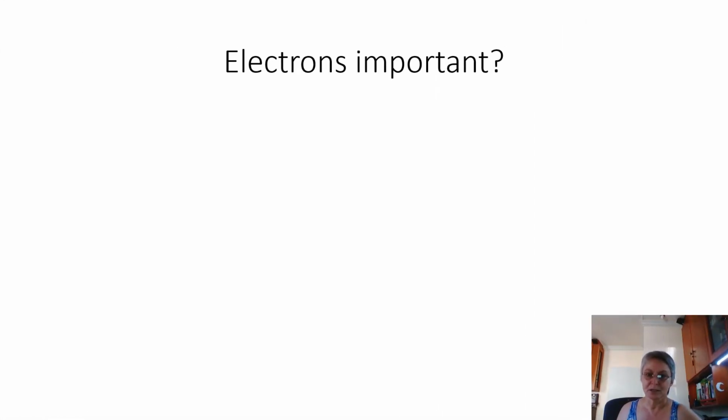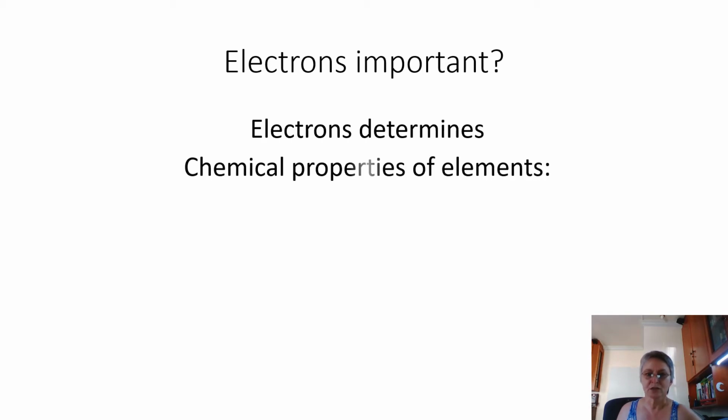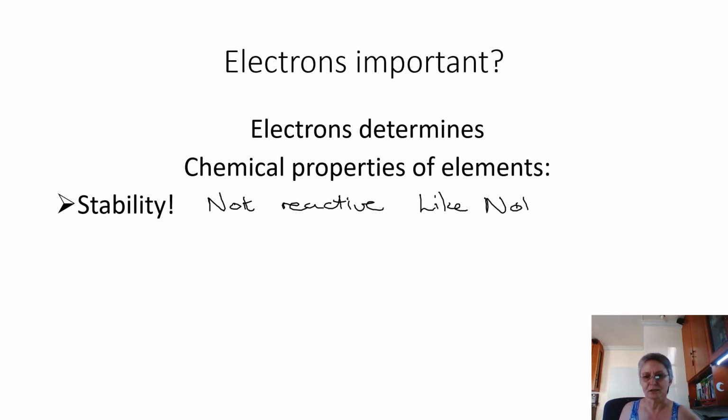Why are electrons important? Electrons determine the chemical properties of the elements. They determine the stability of the element, and stability means they are not reactive. They are inert, like the noble gases. Inert is another way to say they are stable, they do not react.